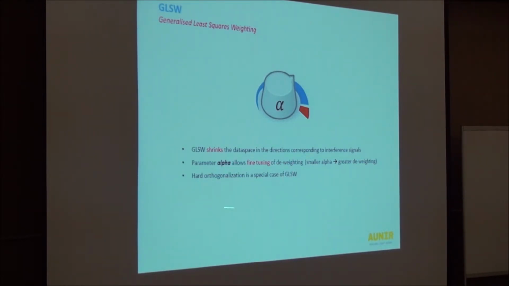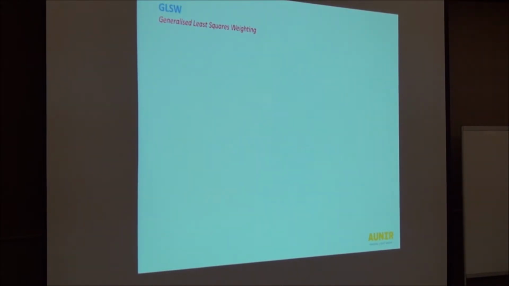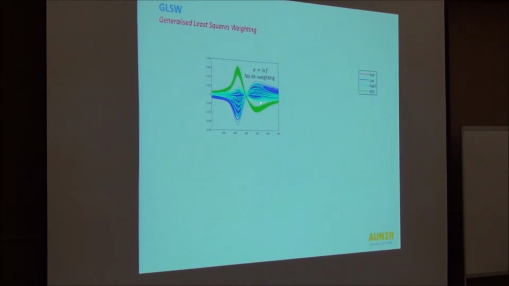A hard orthogonalization like EPO is a special case of GLS weighting, when you completely subtract certain dimensions. You don't shrink it, you just remove it completely. Okay? So let's see how it looks for GLSW. This is when we don't have any deweighting, so alpha is infinite here. It's no deweighting. Those are mean-centered spectra.